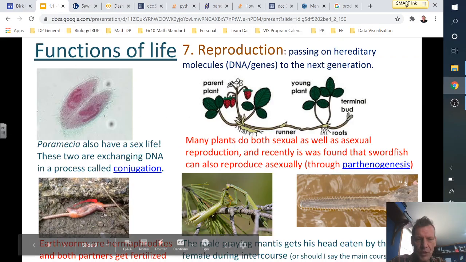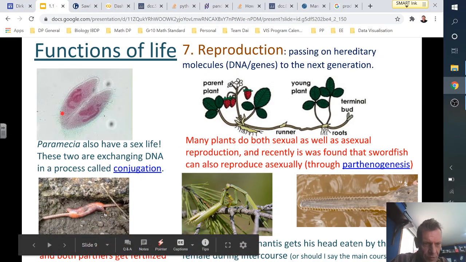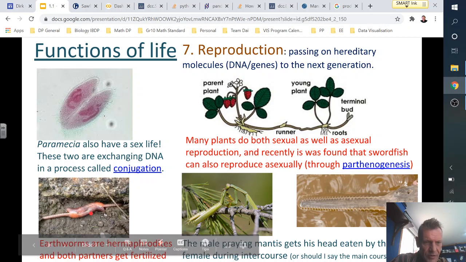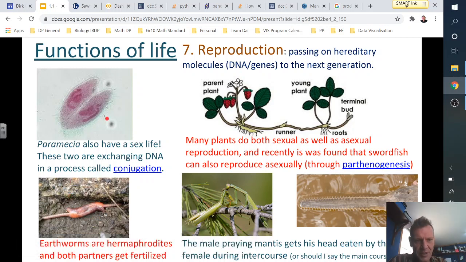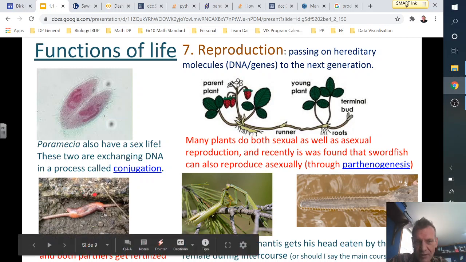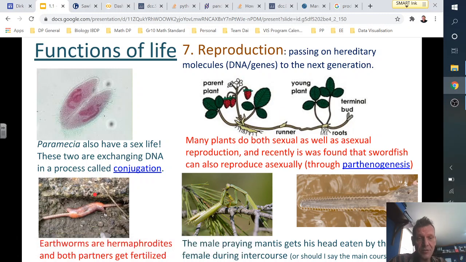And the earthworms here, they are hermaphrodites. It's also maybe interesting. They line up with each other in what you might call a 69 position and exchange sperm cells and egg cells. They're also sperm cells mostly. So both get fertilized in that process.